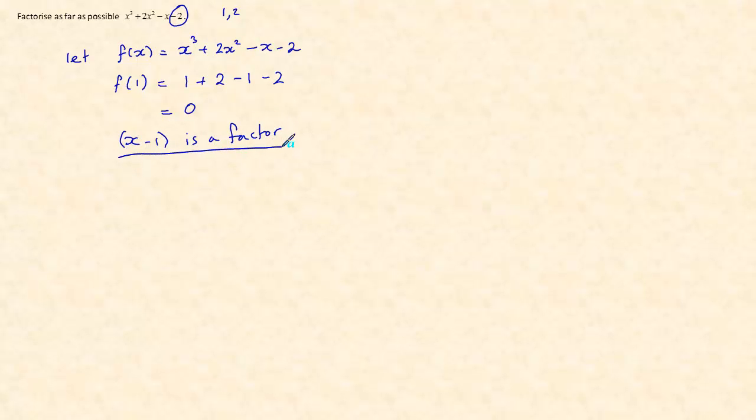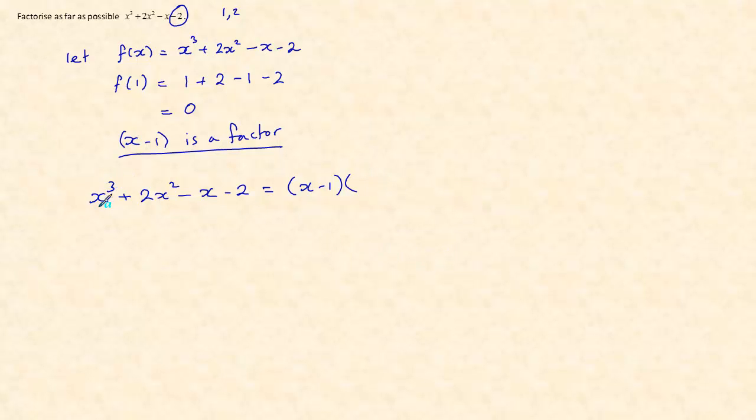Now we could carry on looking for other factors using the factor theorem, but a good way to do it now is to split this cubic into the linear factor we know here and a quadratic, and I always do that by inspection. You could do algebraic division, but it's a bit of a long way around. So x cubed plus 2x squared minus x minus 2 is x minus 1, and then let's think about the bracket.